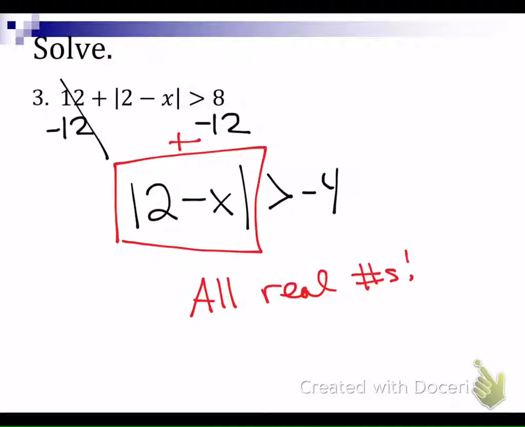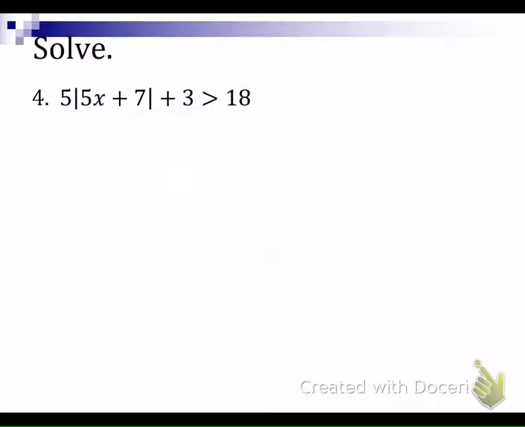Can we just write that aren't? Questions? So how do I start this one?